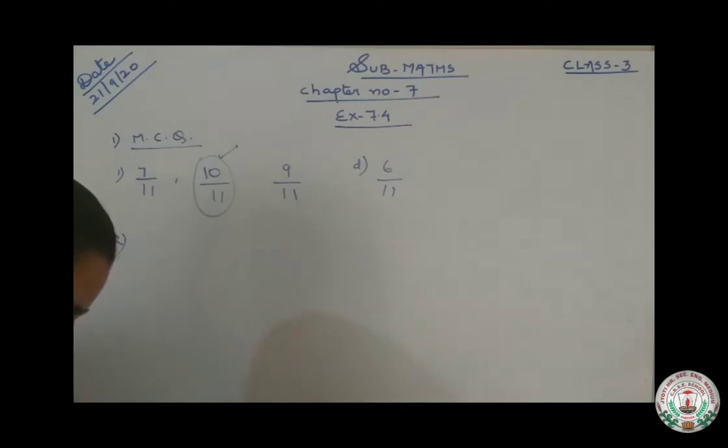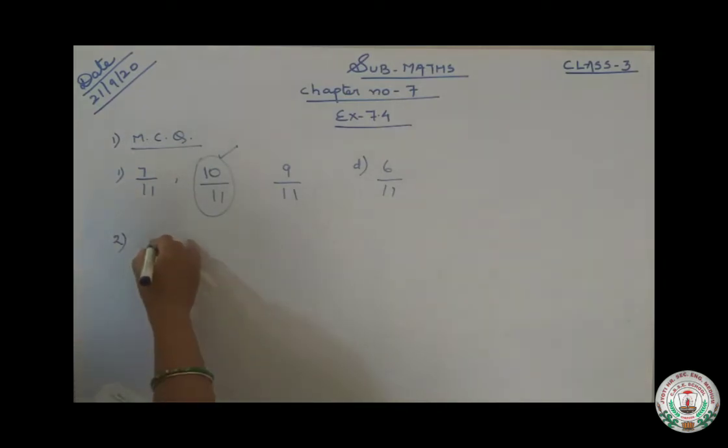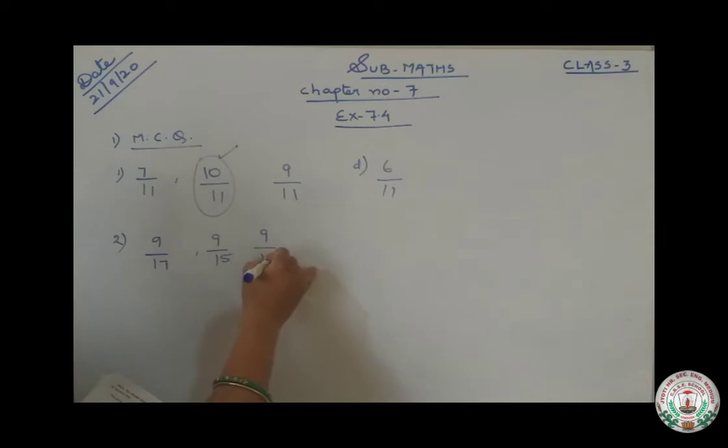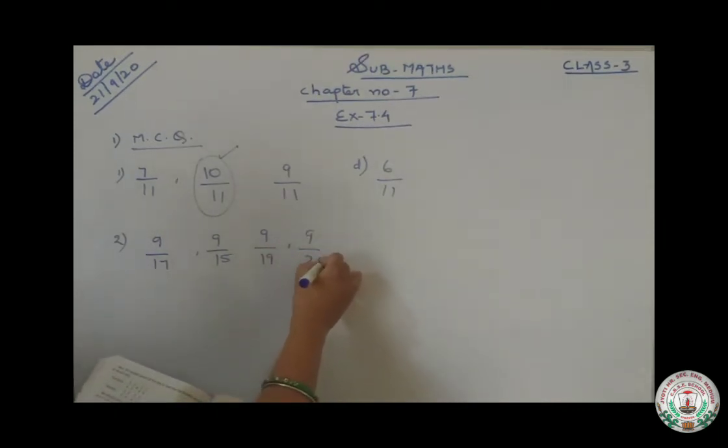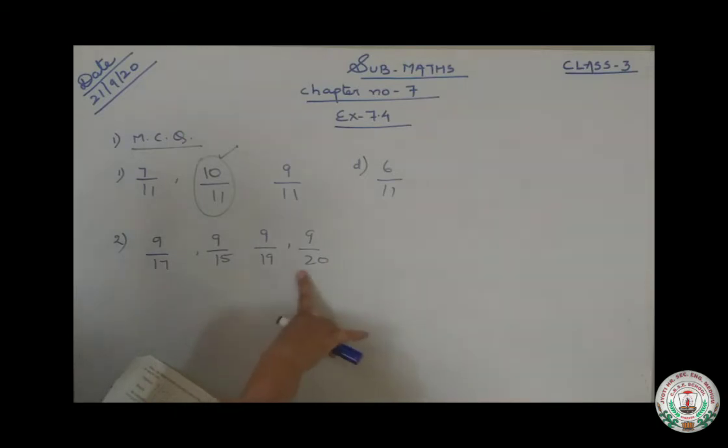Which of the fractions is smaller here? Second one is 9 by 17, 9 by 15, 9 by 19 and 9 by 20. Which one is smaller? The greater denominator is the smallest fraction. I have just now told you, when the denominators are not equal, the smaller denominator is the greatest fraction and the greater denominator is the smallest fraction.